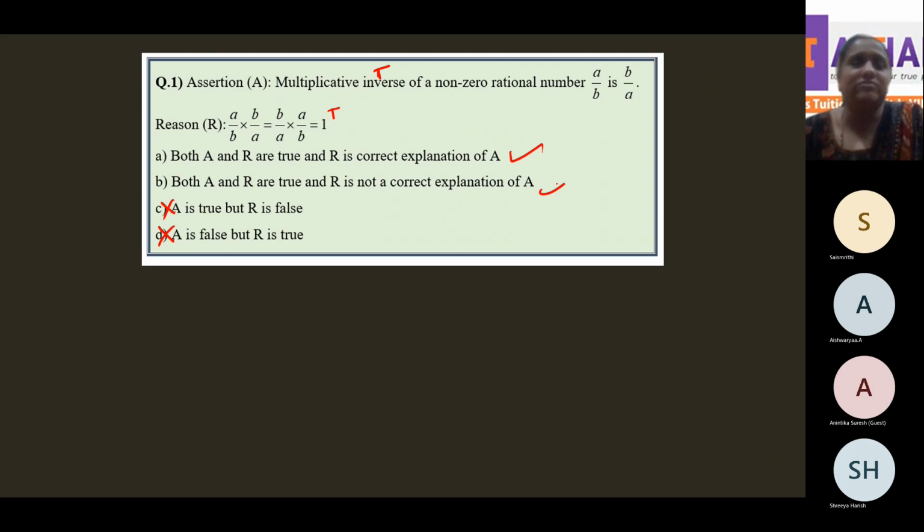Both A and R, that is both assertion and reasoning, are true and R is the correct explanation of the assertion statement. Is that correct? Or both A and R are true and R is not a correct explanation of A. What is explained in R? The commutative law of multiplication. No, not commutative. The reason is being explained.